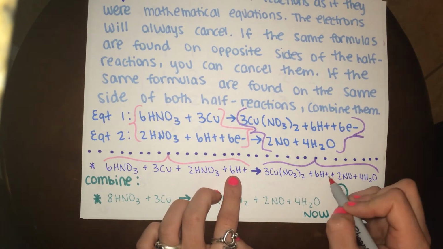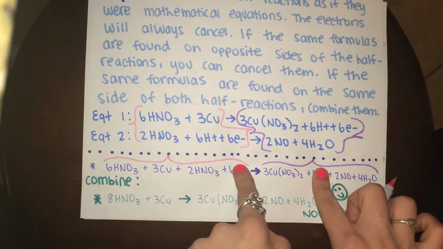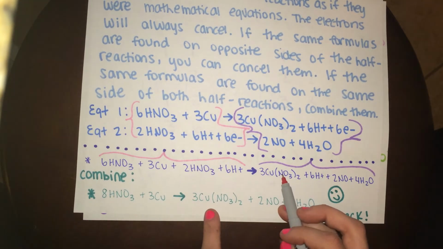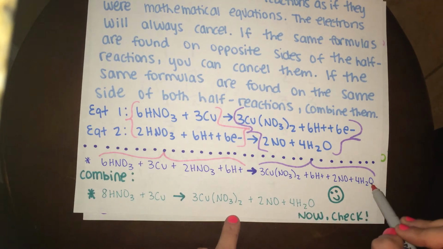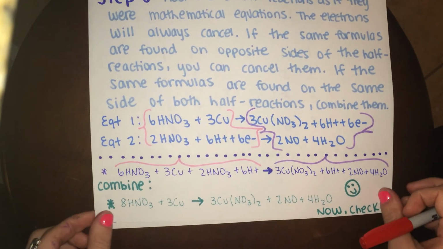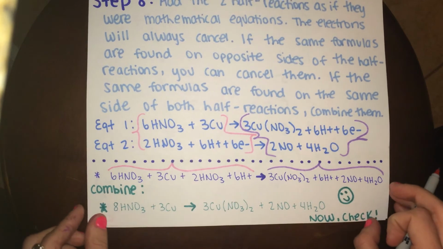This cancels out because there's 2 on this side, so these both cancel out. And then you bring this down here, and this down here, and this down here, because there's nothing else to combine on this side. So right here, this is your final answer, but now you check it.